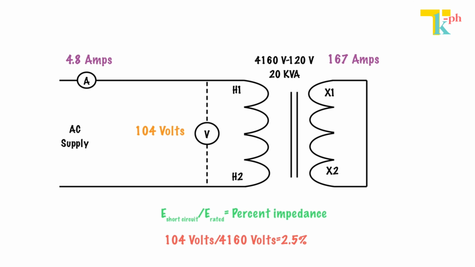104 volts divided by 4,160 volts gives us our percent impedance of 2.5%. So now we have all the ratings for the transformer. We have the kVA rating, we have the voltage ratings, and we have the percent impedance ratings. This percent impedance will become very important in another video where we use it to determine what the fault current available to the transformer is based off of the percent impedance.